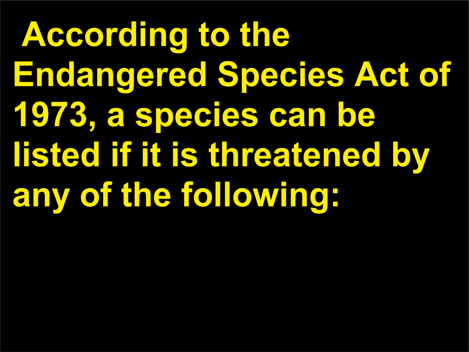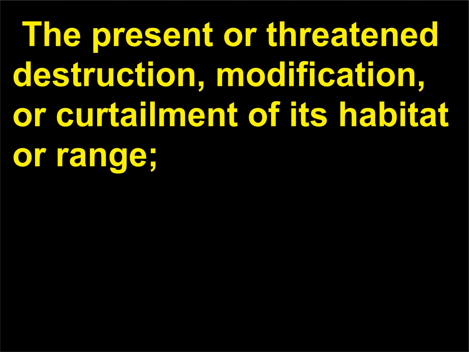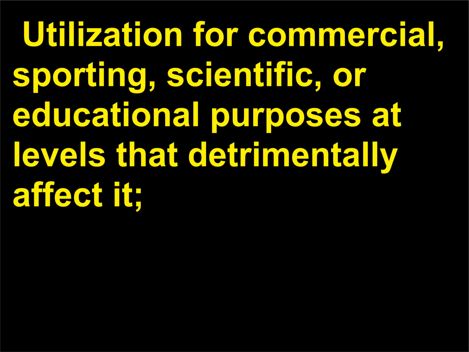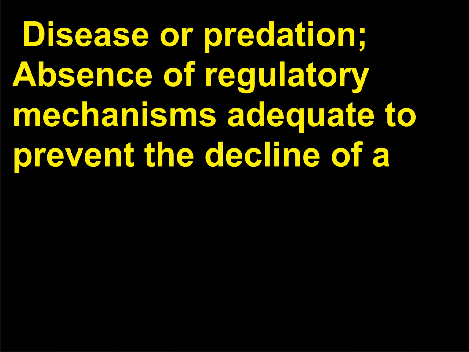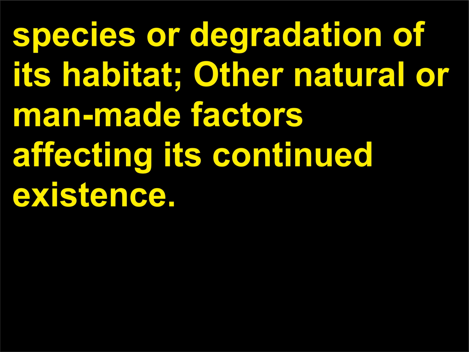According to the Endangered Species Act of 1973, a species can be listed if it is threatened by any of the following: the present or threatened destruction, modification, or curtailment of its habitat or range; utilization for commercial, sporting, scientific, or educational purposes at levels that detrimentally affect it; disease or predation; absence of regulatory mechanisms adequate to prevent the decline of a species or degradation of its habitat; other natural or man-made factors affecting its continued existence.